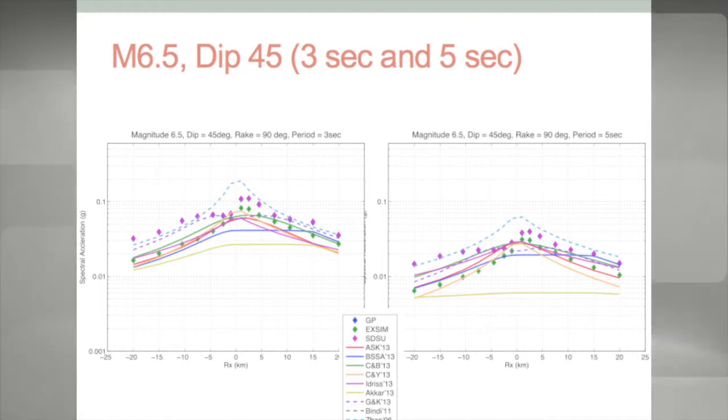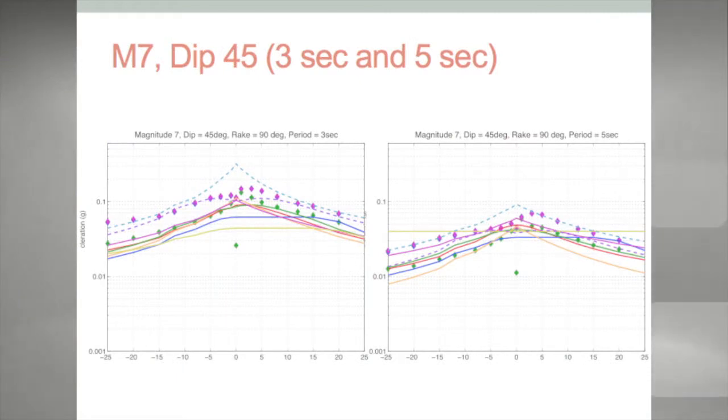Magnitude 6.5 with a dip of 45 degrees, and this is where I was telling you that CAR 13 is looking pretty strange in some of these longer periods with the higher magnitudes. So again, everybody's following along fairly well with XM before it comes up. We're missing the top, so they're coming back down. For the 5 seconds, CAR is just pretty much flatlined through here. SDSU is higher except for the Zhao model, which is much higher than everybody. But you can see that there is a large variability between the two. And then over here on the other side as well.